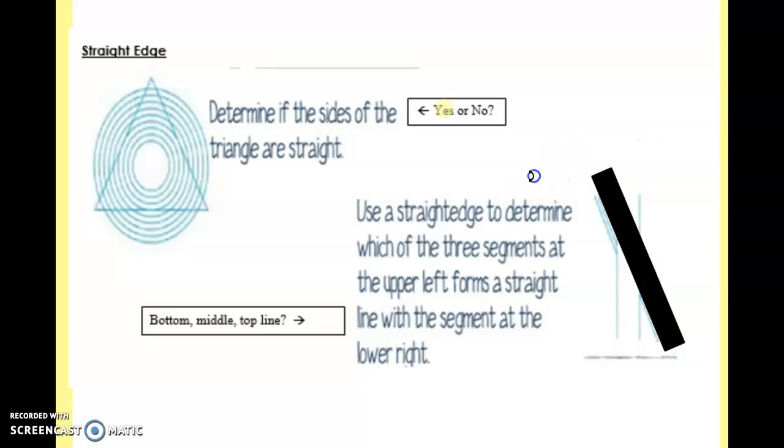So indeed, this one, I actually did see right the first time. It would be matching up with the middle line at the top. So again, you can use a straight edge to determine different items like that.